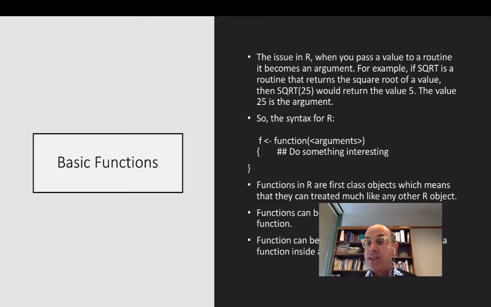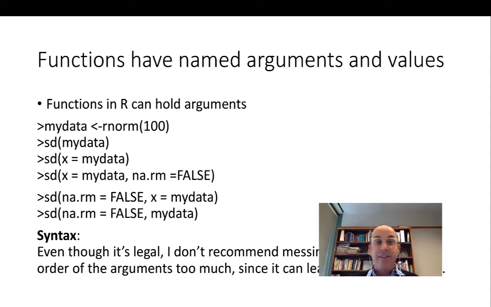So the functions in R are first class. That means that they are treated like any other R object, and a function can pass any arguments to another function, as I discussed before. Functions can also be nested, so you can define a function inside another function. So a function has a name, arguments, and a value. For example, a function in R can hold arguments.